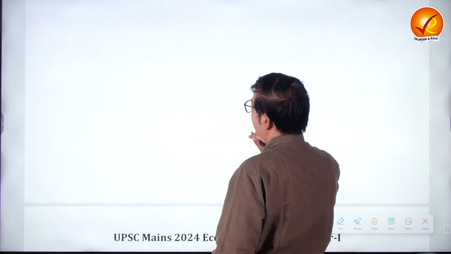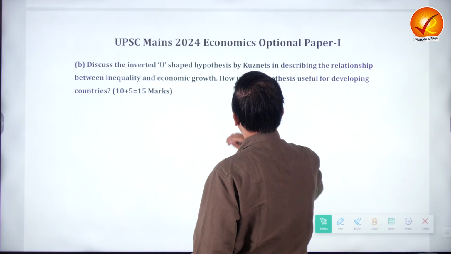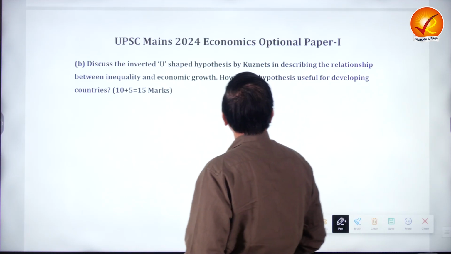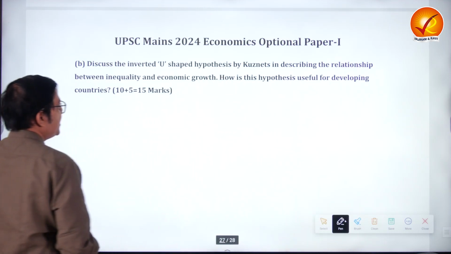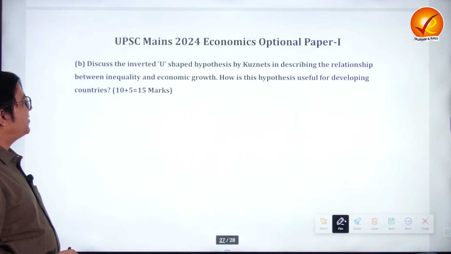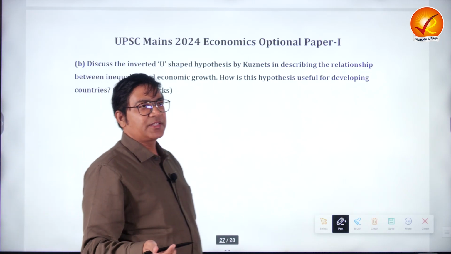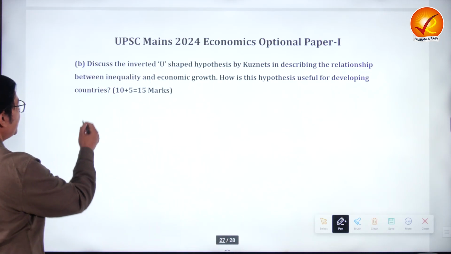Moving on to the B part of it. Discuss the inverted U-shaped hypothesis by Kuznets in describing relationship between inequality and economic growth. How is this hypothesis useful for developing countries? Straightforward question. This is a very common question that comes in inequality.